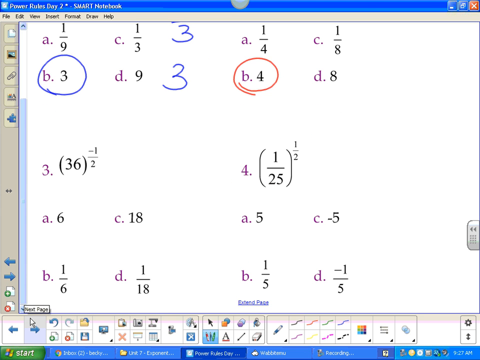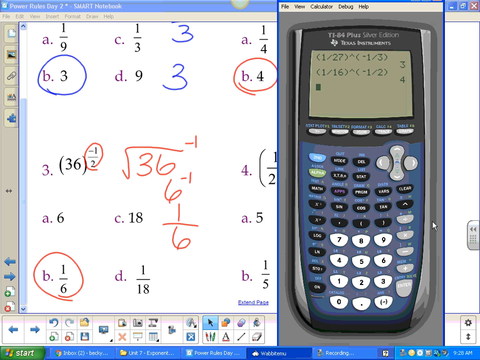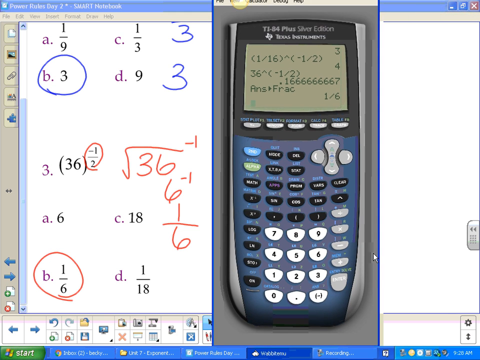Okay, now let's look at number 3 and let's see if we can do number 3 without a calculator. So I have a 36. This is saying that 1/2 says square root it, because remember that's power over root. And then there's a -1 out here. This is after you square root it, move it. So that's a 6 to the -1, which means move it. So it would be a 1/6. To do that on my calculator, I do 36 to the negative 1/2, hit enter, gives me a big ugly decimal. So then I go math, enter, and that gives me 1/6.